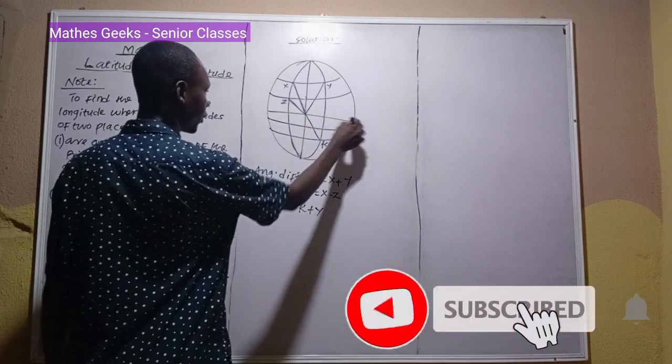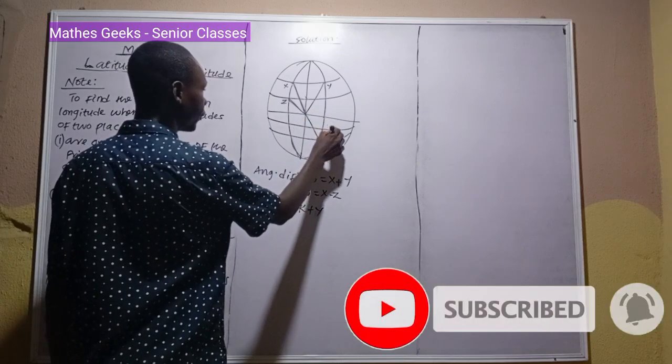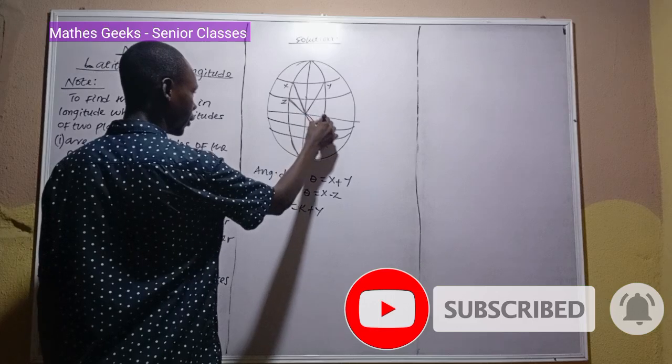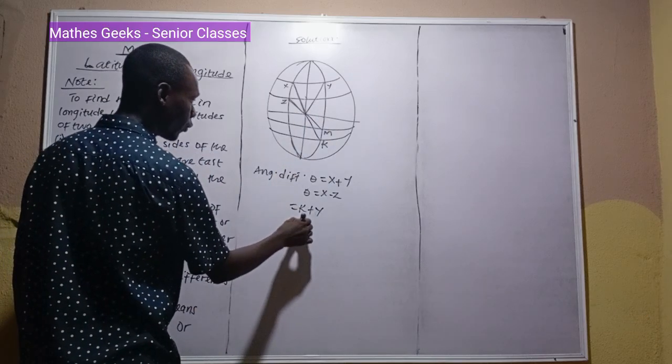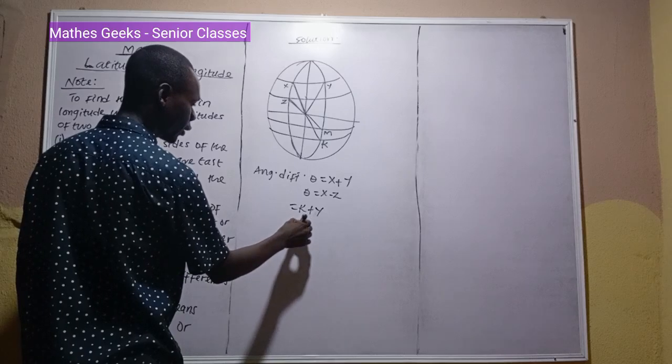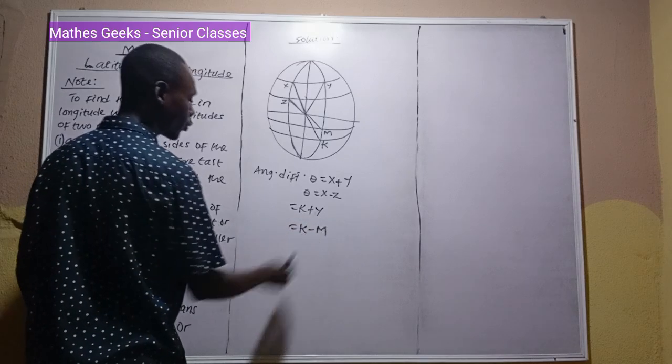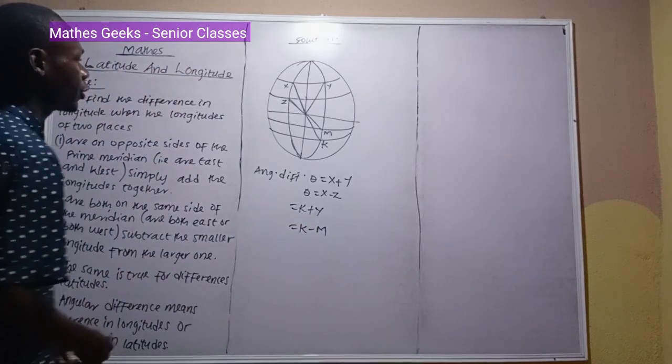another line of latitude, this is M, so this will give us this. So the angular difference will become K minus M. Subtract the smaller latitude from the larger latitude.